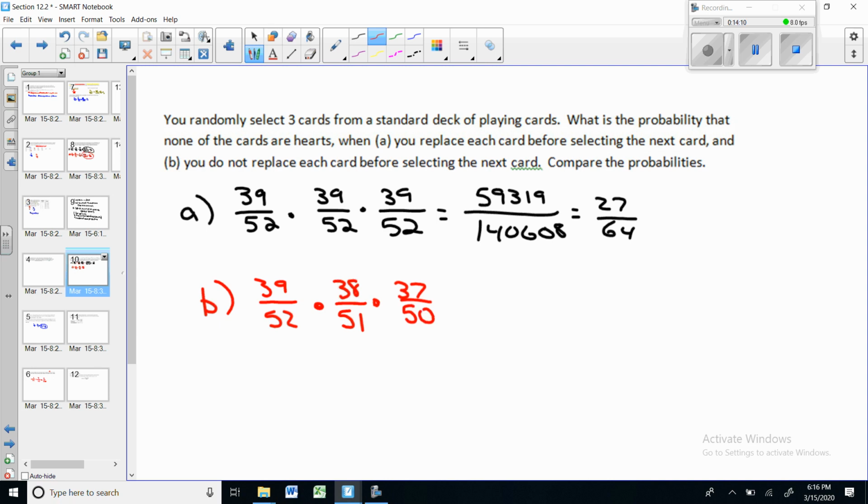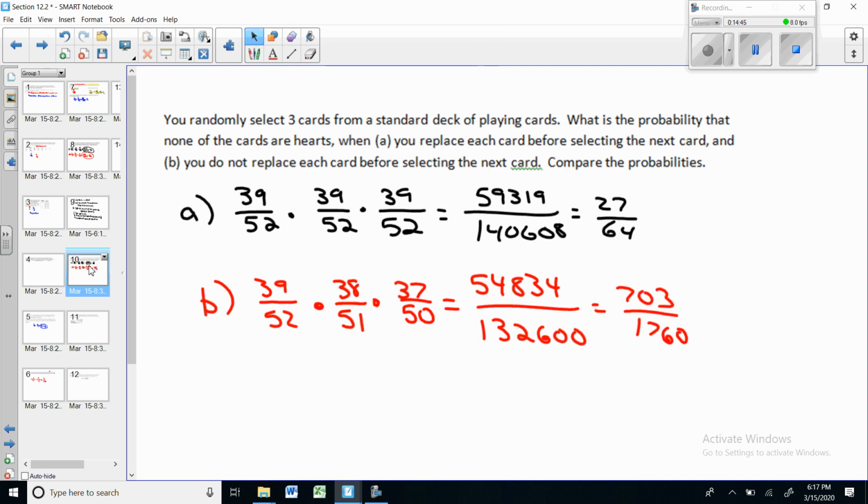So I'm going to take those numbers and multiply them together. Okay, and that gives me 54,834 possibilities out of 132,600. Okay, so we're going to simplify those numbers. And when we simplify, we find out that we have a 703 out of 1760 chance. Okay, any questions?